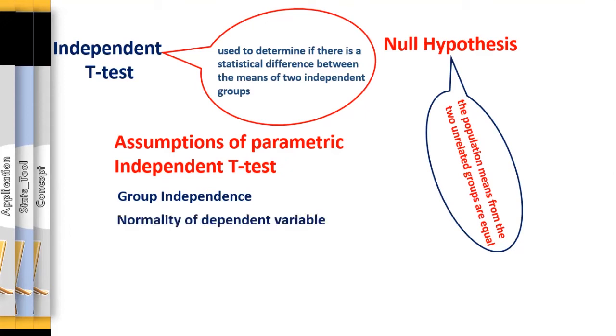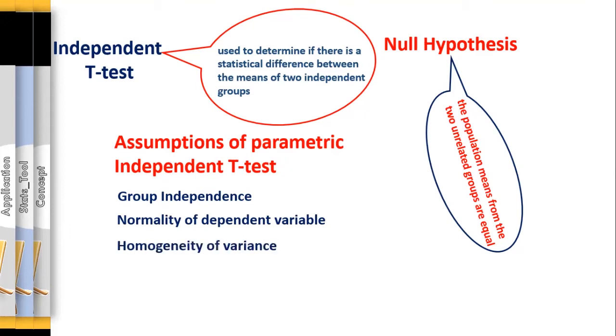Another assumption that we need to consider is that the dependent variable should always be normally distributed. In our previous video, we highlighted how we can determine whether a data set is normally distributed or not. If you have not watched that video, we encourage you to search through our channel, and you would find that video very useful in explaining the concept of normality to you.